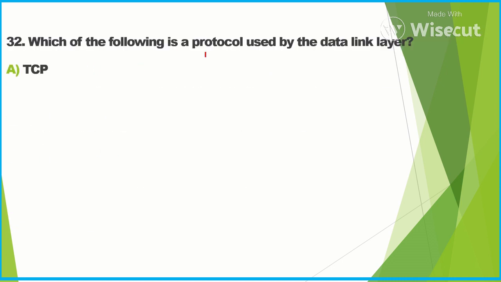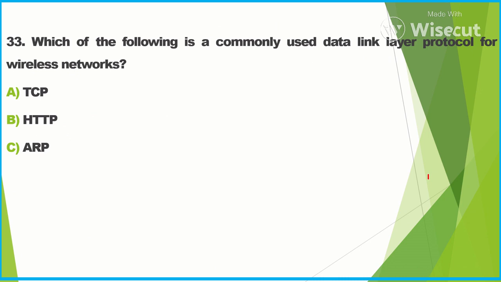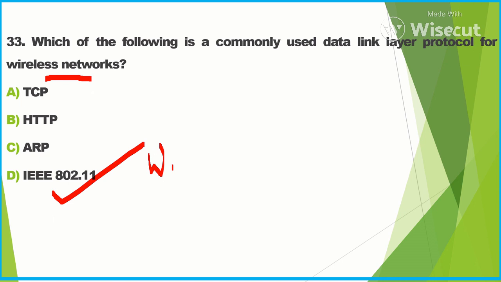Next one, which of the following is a protocol used by the data link layer? The data link layer uses ARP. Important, Address Resolution Protocol, ARP, is used by the data link layer. Which of the following is the commonly used data link layer protocol for wireless networks? That is IEEE 802.11. It is also known as Wi-Fi.